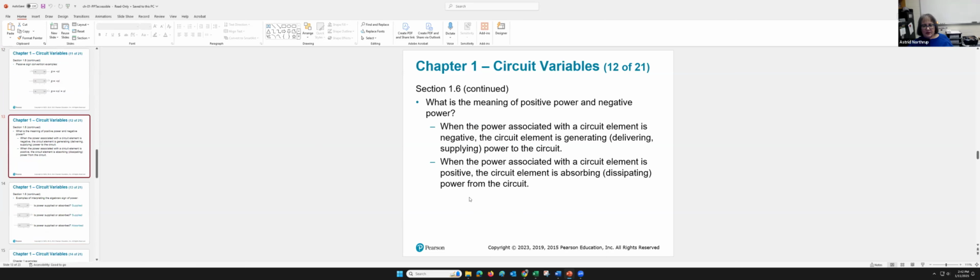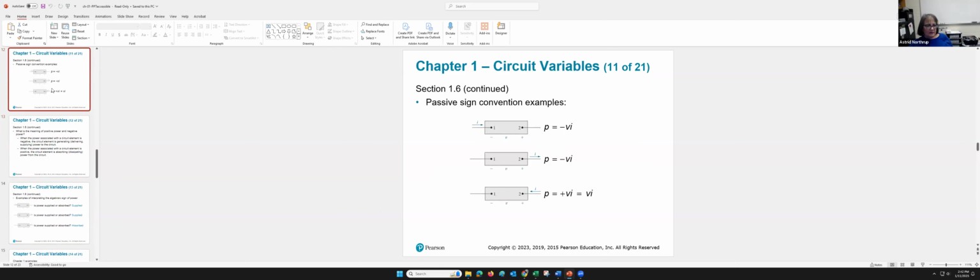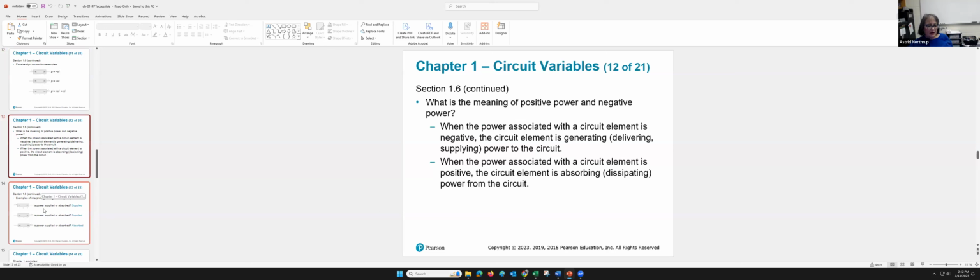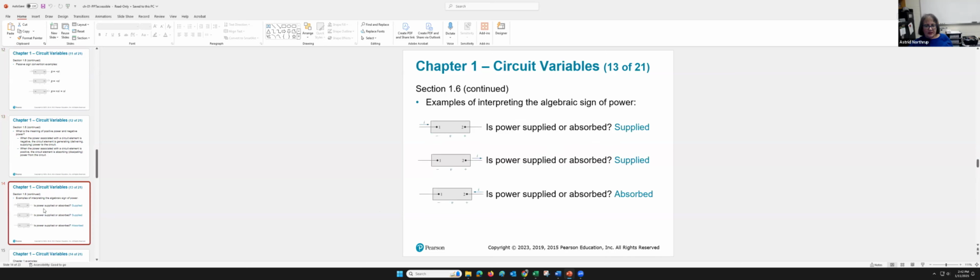Okay, so what is the meaning of positive power and negative power? When you use this sign convention, if the power associated with the circuit element is negative, it means that the circuit element is generating or delivering power. When the power associated with the circuit element is positive, it means that it is absorbing or dissipating power. So when you look at this chart right here, it goes along with this definition. Otherwise, everything will be backward from that.